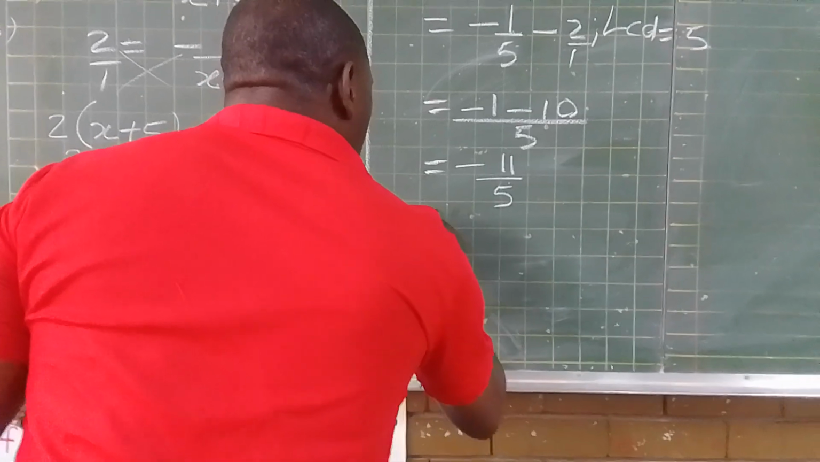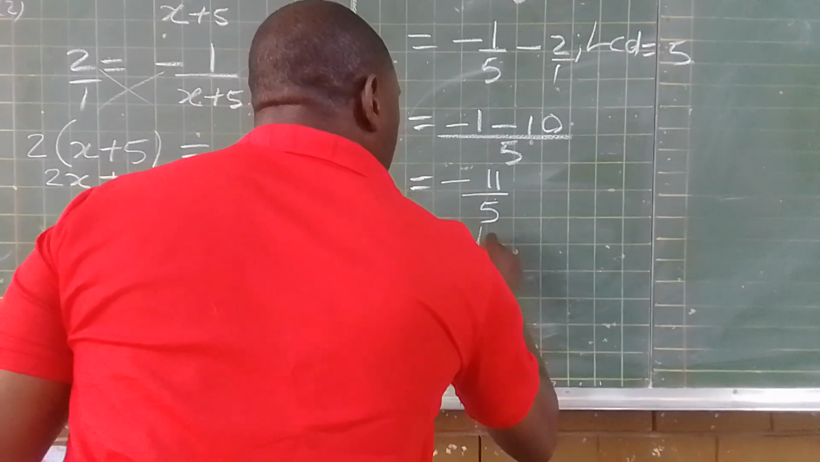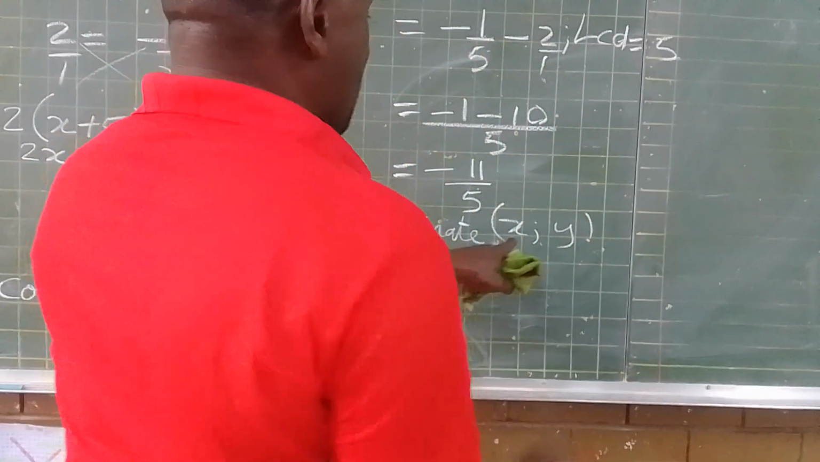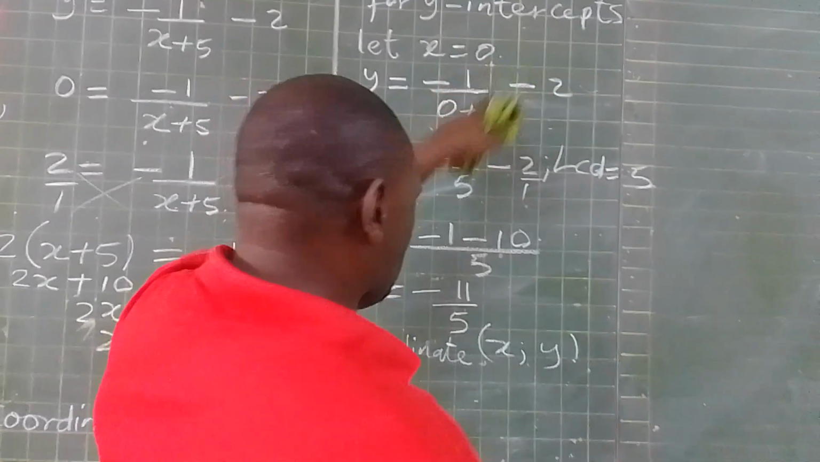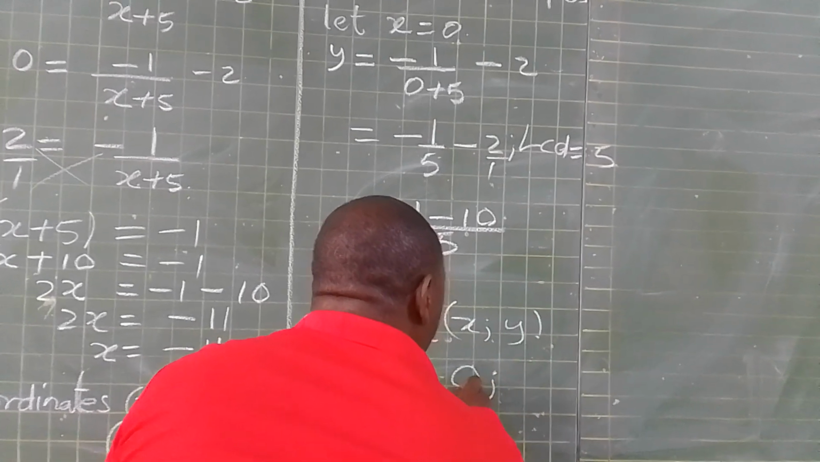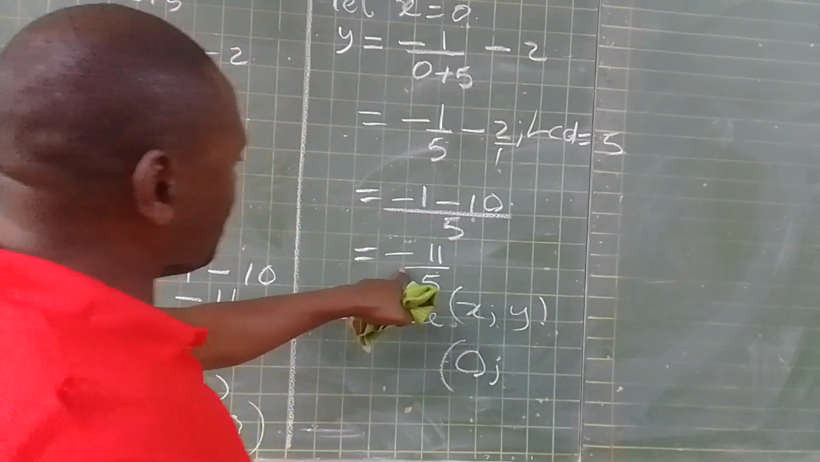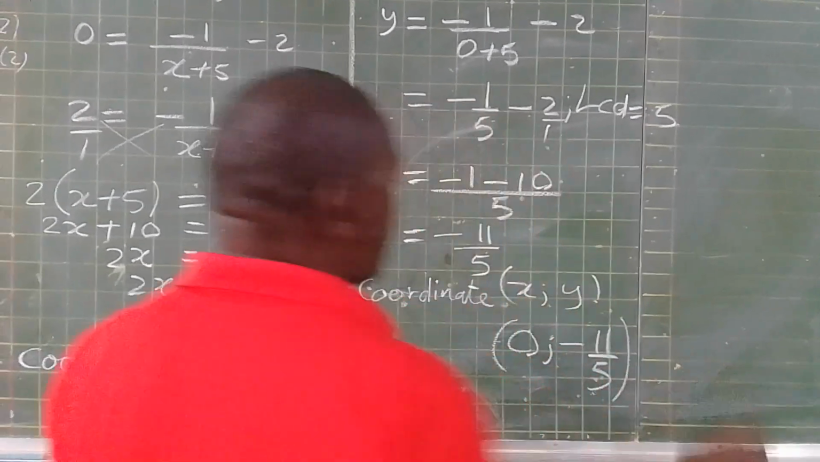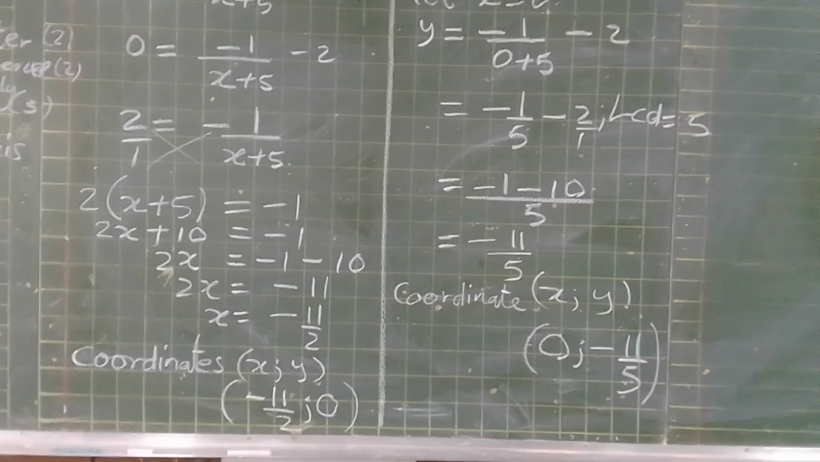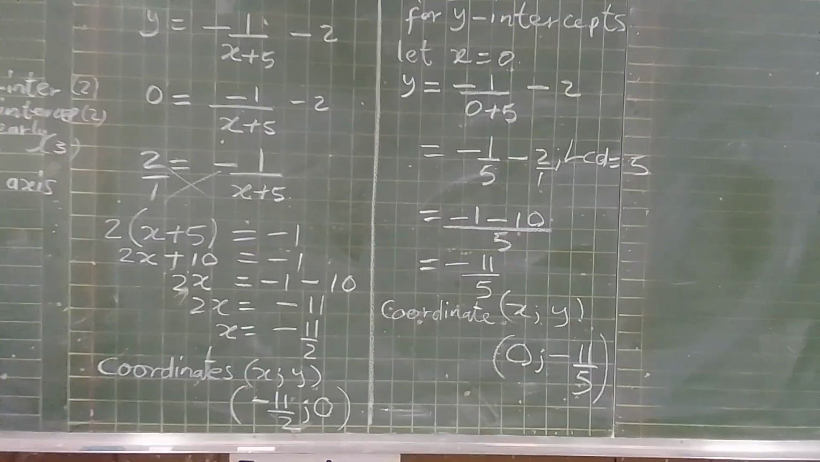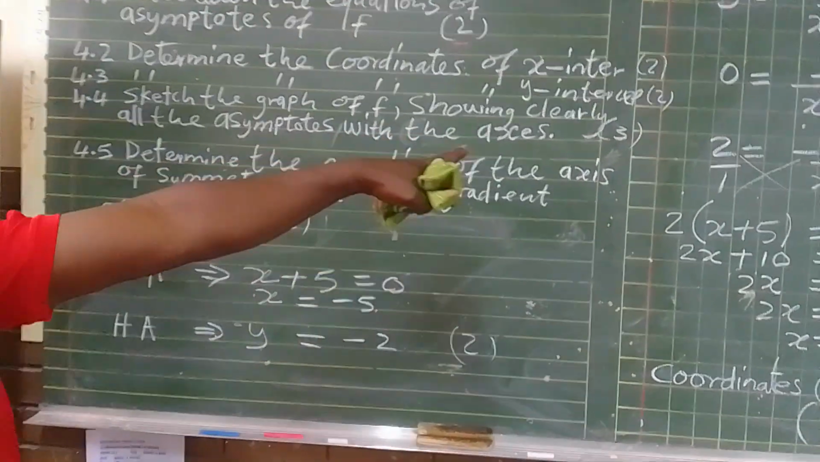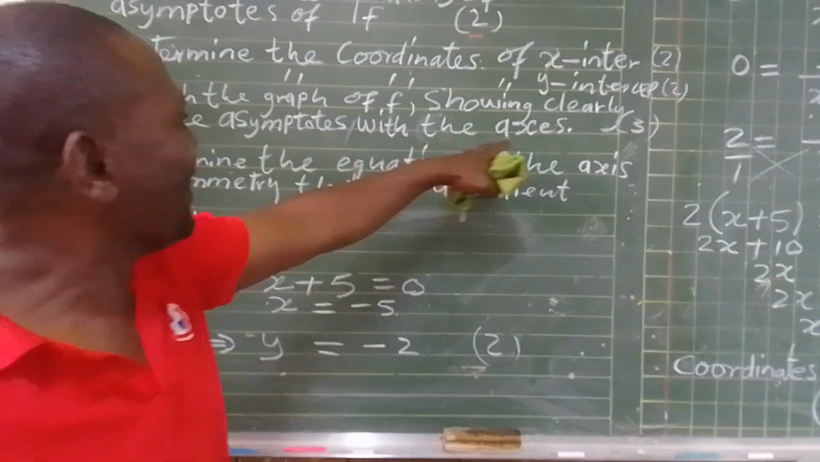Then the coordinates, x is to y, meaning that where I see my x, I have a 0, and y is just the value I just calculated here, minus 11 over 5. You've got another 2 marks. You go for 4.4. 4.4 says, sketch the graph of f showing clearly all the asymptotes with the axis. You come and draw the graph here.